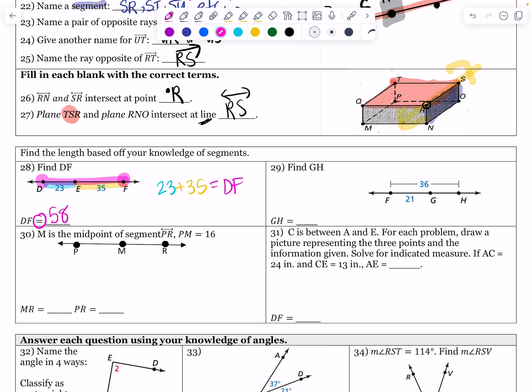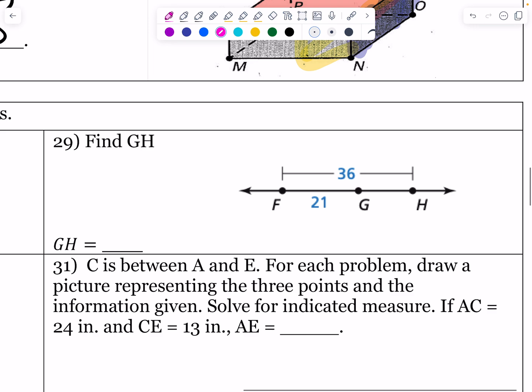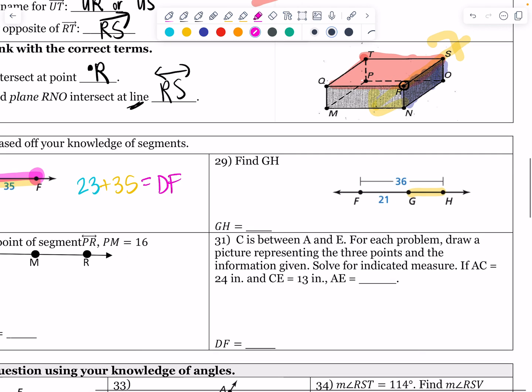All right, so we're going to do that again. We're going to go a little bit of a different direction. So this time it says to find GH, which is this yellow part. We are given, let's see how I color-coded it, the whole thing is 36, and then that 21 goes from F to G. So still I know that 21 and yellow add up to pink, and so how do I go the other direction? Well, I know that I'm going to subtract.